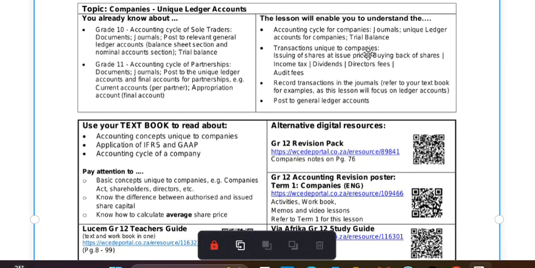Okay, in today's lesson, we're going to be going over companies. In grade 10, you've done the accounting cycle of sole traders, and in grade 11, it was the accounting cycle of partnership. Now, we're going to go over the accounting cycle of companies, transactions that are unique to companies, and recording transactions in the journals, and posting to general ledger accounts.